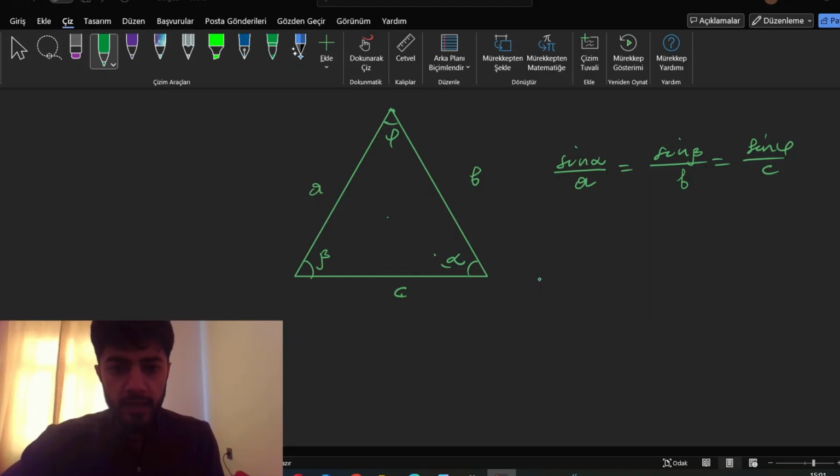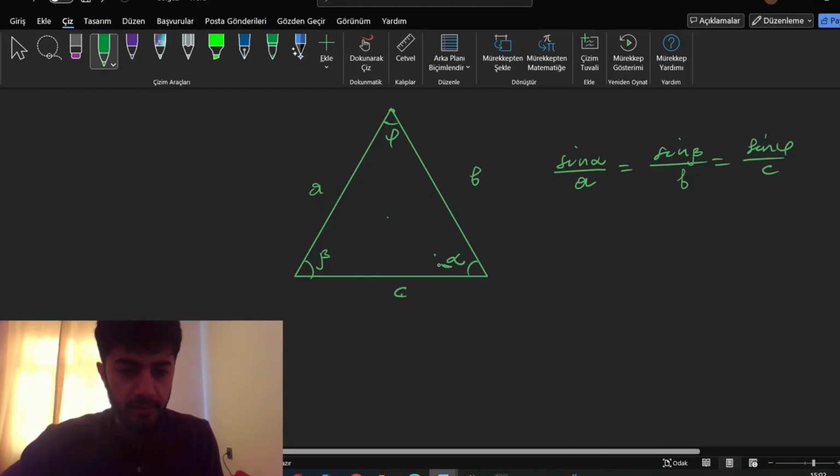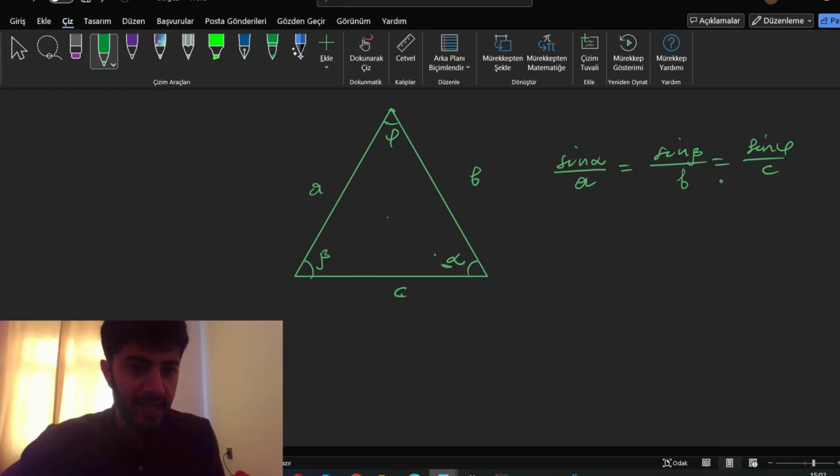Now let's look up the sine theorem. What does the sine theorem say? Sine alpha divided by a, the side in front of alpha, as we can see here, is equal to sine beta divided by b, and it's equal to sine phi divided by c. Yeah. Now let's prove it. How can we get this formula, as we can see here?